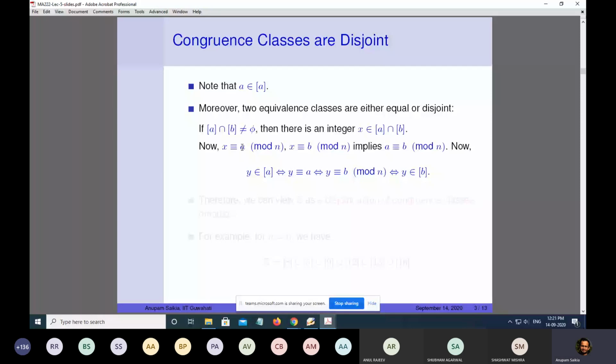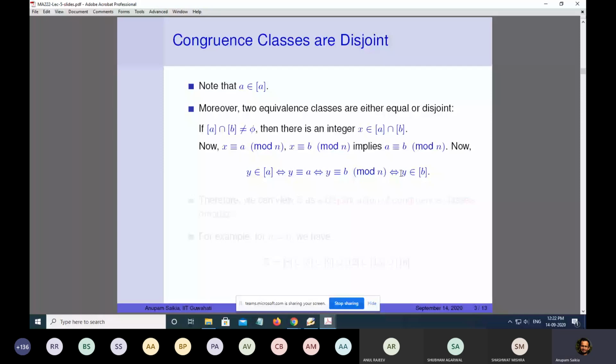Now let's take anything in the congruence class of a, and that means y is congruent to a. I forgot the mod n here, but anyway, it's clear that we are fixing the n. So if y is in the congruence class of a, then y is congruent to a, but a is congruent to b. So by transitivity, y is congruent to a and a is congruent to b, so y is congruent to b. That qualifies it to be in the equivalence class of b.